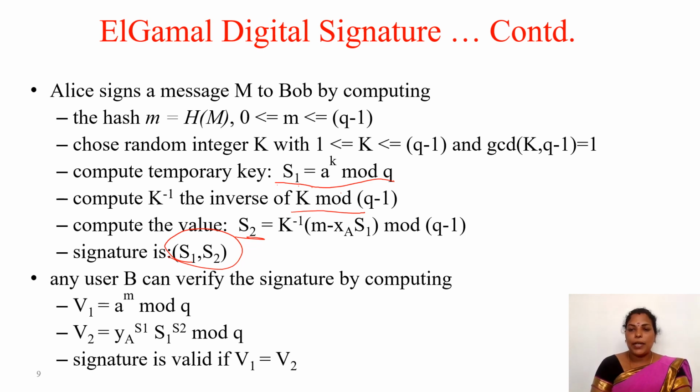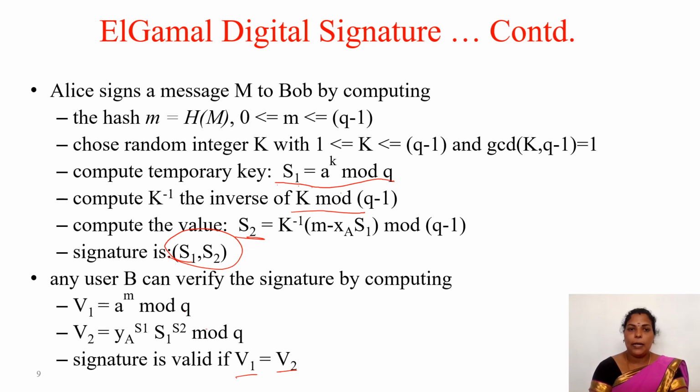In the Elgamal public key crypto system, we generated a ciphertext pair C1, C2. Likewise, in the Elgamal digital signature, we are generating a signature pair, that is, S1, S2, using the above given formula. Then any user can verify the signature by computing V1 equal to a power m mod q and V2 equal to YA power S1, S1 power S2 mod q. If the signature is valid, V1 is equivalent to V2. Both V1 and V2 are the same. If the signature is not valid, we get different values for V1 and V2. This way we verify the signature using Elgamal digital signature.